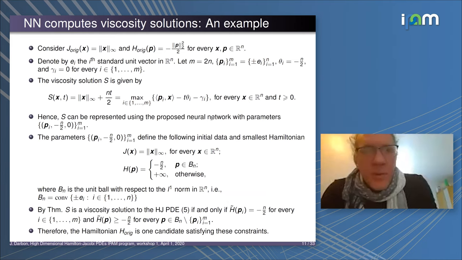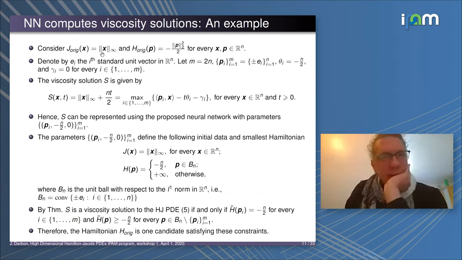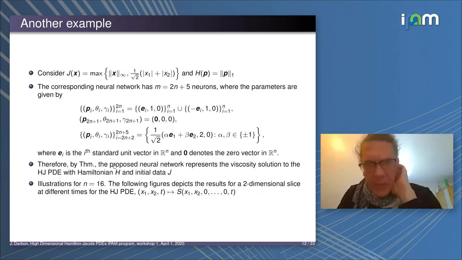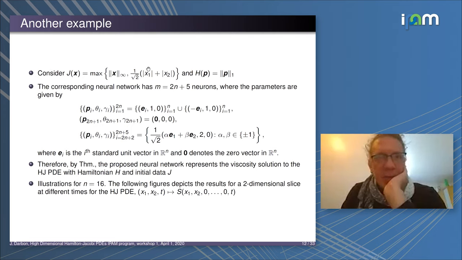So here I just give you briefly an example of an initial data and a Hamiltonian that can be represented with this neural network. I don't want to go into the details, but you can identify, for certain initial data and certain Hamiltonian, parameters of the neural network so that the neural network will give you the viscosity solution. Here is another example where I give you this initial data and this Hamiltonian, and you can design the parameters of the neural network so that it will compute the viscosity solution for this Hamilton-Jacobi PDE, where the initial data is given here and the Hamiltonian is L1.